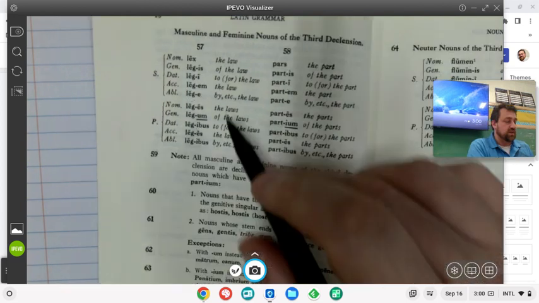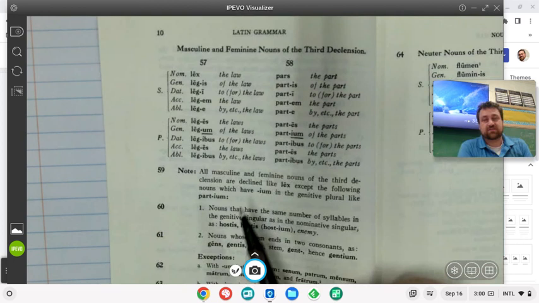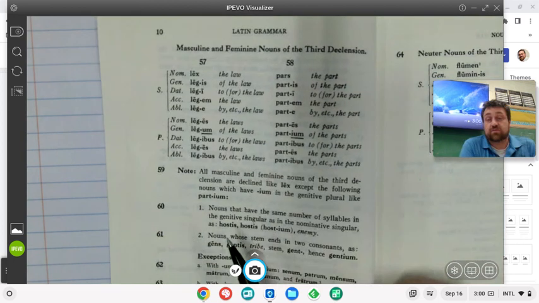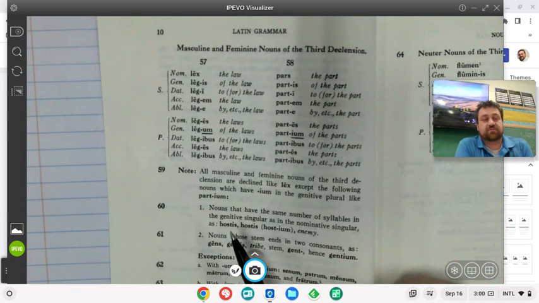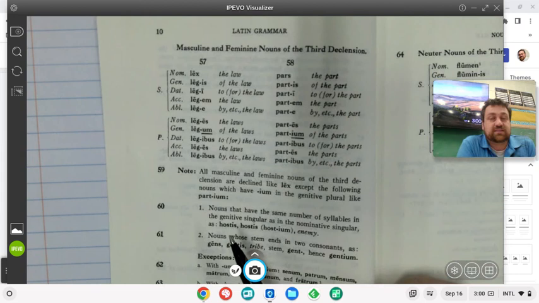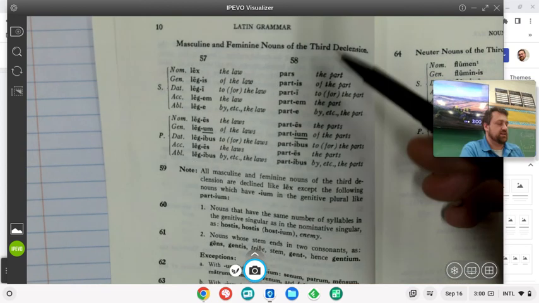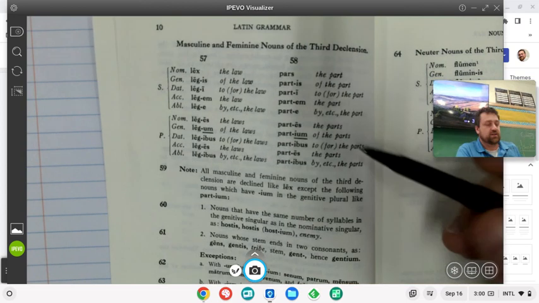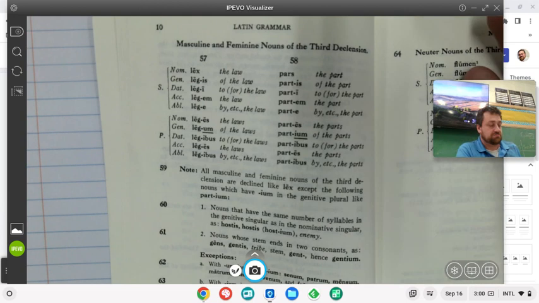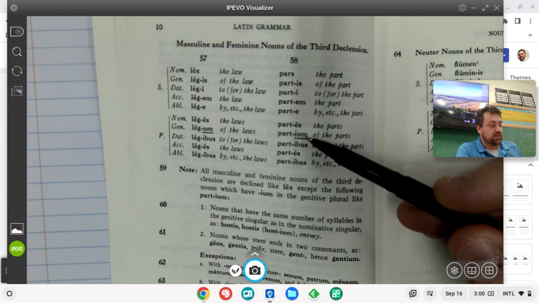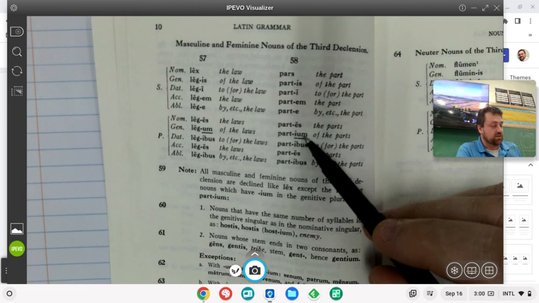So if you notice, here's lex, so that we can put them side by side. That was our model noun for the first part of learning the third declension. And so we're going to put it side by side with pars. And so let's look at the endings. It goes us, is, em, e. So far, looks pretty similar. Es, ibus, es, ibus.